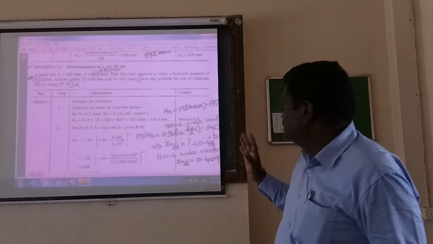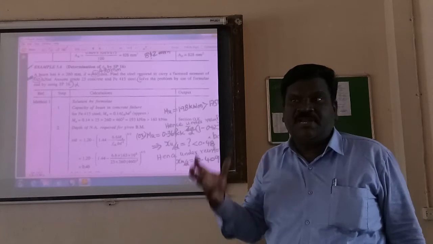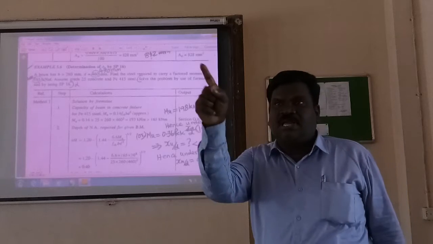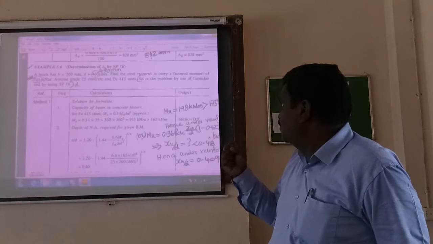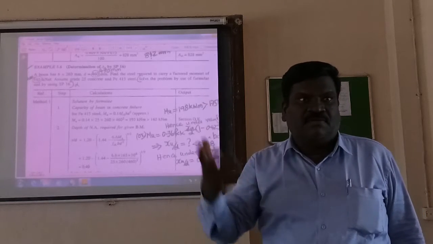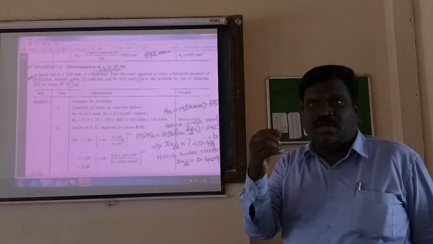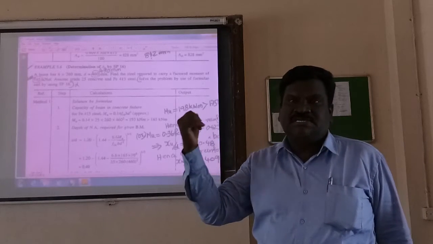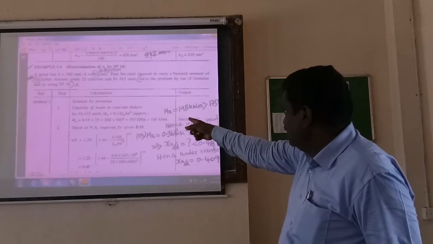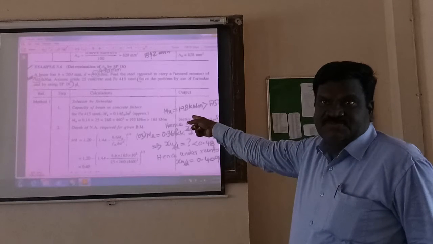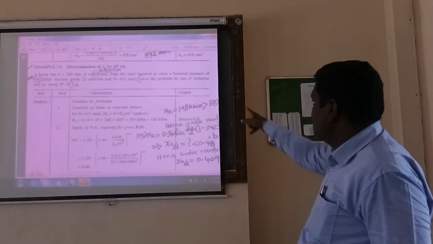So to do this problem, what the author has done is first check the capacity of the beam in concrete failure. Because the dimensions of the beam are given, you have to determine the capacity of the beam in concrete failure. For that we already have a formula. Ultimate load carrying capacity of the beam, Mu equal to, since it is Fe415 steel, 0.138 fck b d square. It is written as 0.14 there, an approximate value, but it's 0.138 fck b d square. Substitute everything.